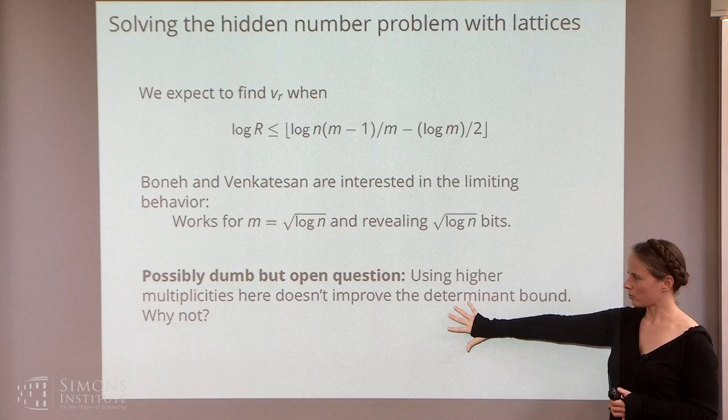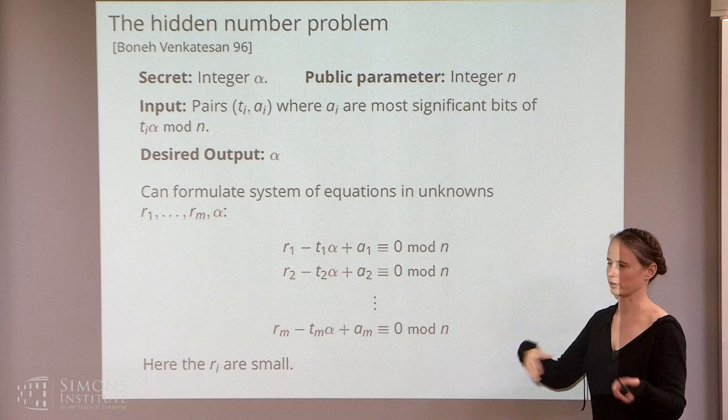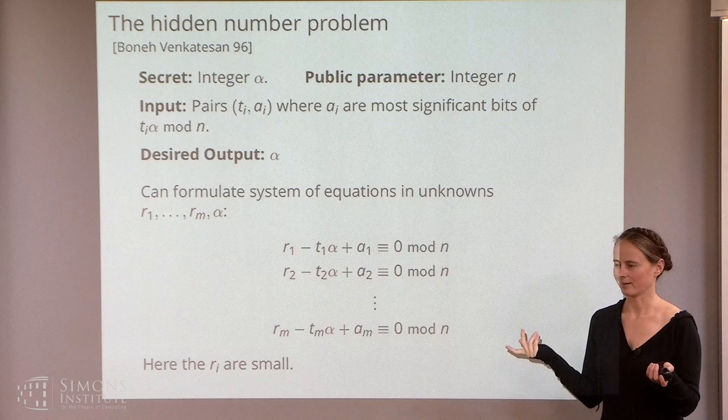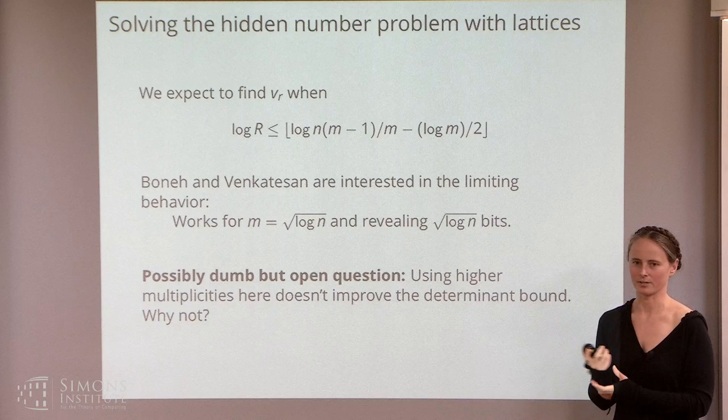The dumb question that I have not been able to figure out is, if you stare at this formulation, this looks just like all the other Coppersmith type things that we saw. Why can't you just do more multiplicities and get a better result? It doesn't seem to work, and I can't figure out why, and it feels really dumb that I can't figure out why it doesn't work. All the Coppersmith type tricks that I know about don't seem to actually improve the result.